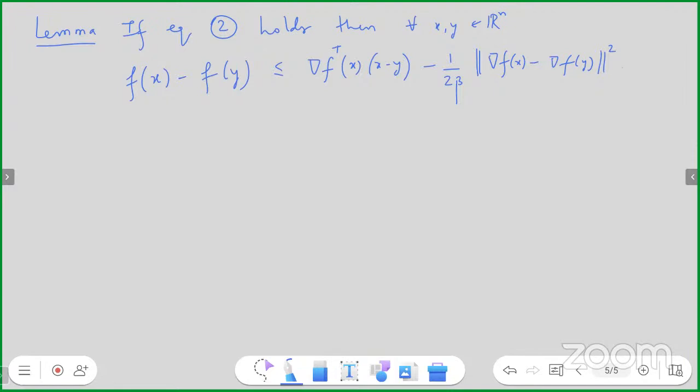But look at the lemma. What does the lemma say? Lemma says equation 2 holds. I'm not really demanding beta smoothness, whatever. We have the beta smoothness, right? In this lemma? No. Okay, not in this lemma. All you're saying is equation 2 holds. Then this is also true. Why does it hold? Well, there was a reason that if it was beta smooth, it held.